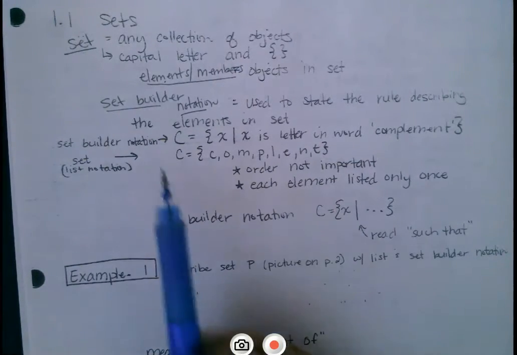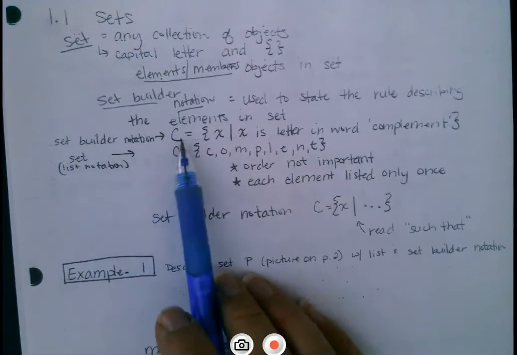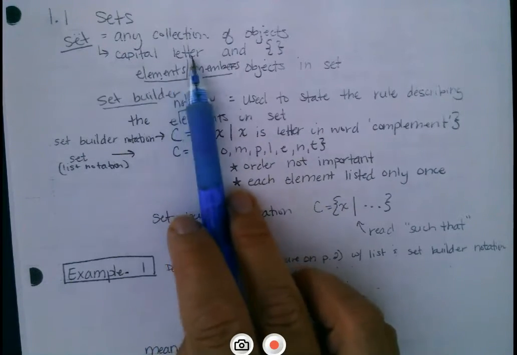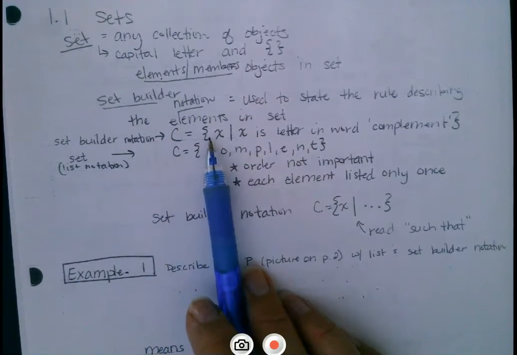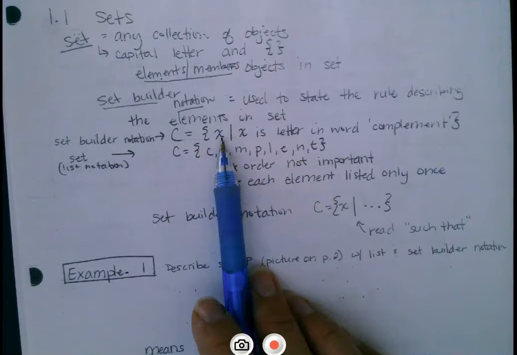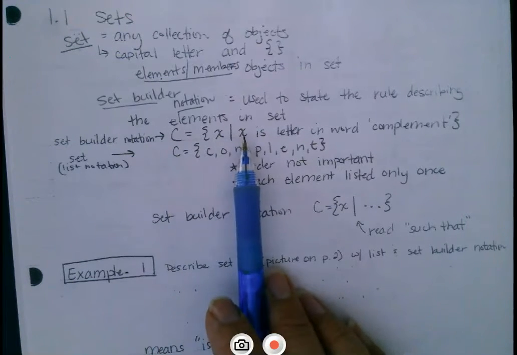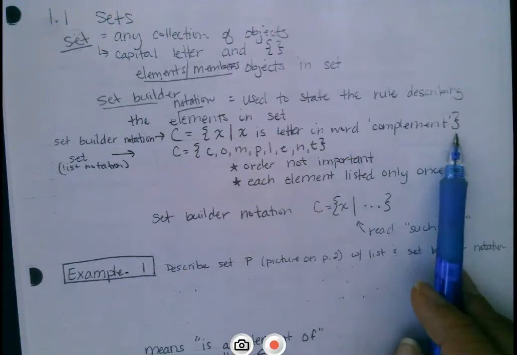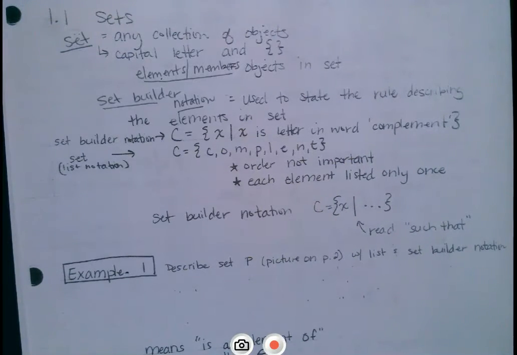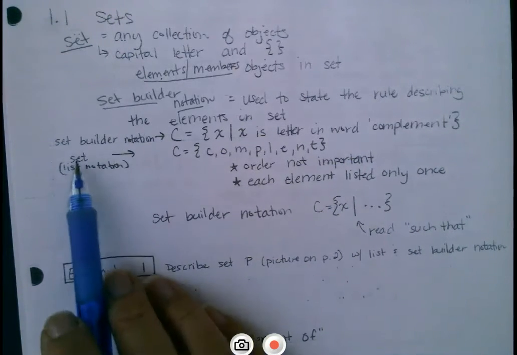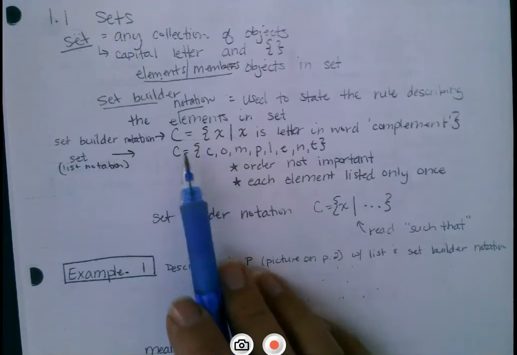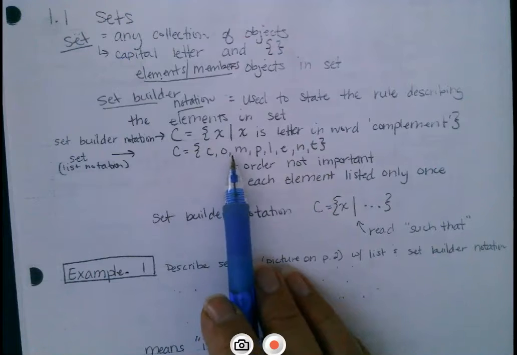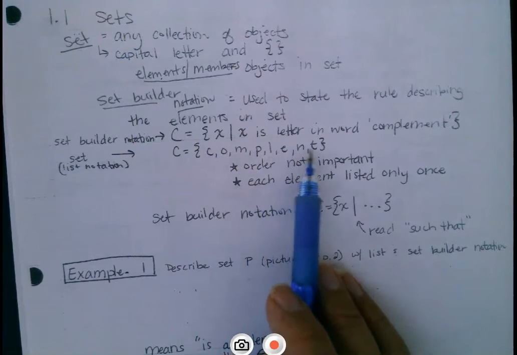So we've got an example. Set builder notation is C equals, so this is set C, the capital letter, like we set up here. So set C is X such that X is a letter in the word complement. And we've closed our set. That's set builder notation. Now, the actual set in list notation, if we listed it, would be C equals, braces, C, comma, O, comma, M, P, L, E, N, T.